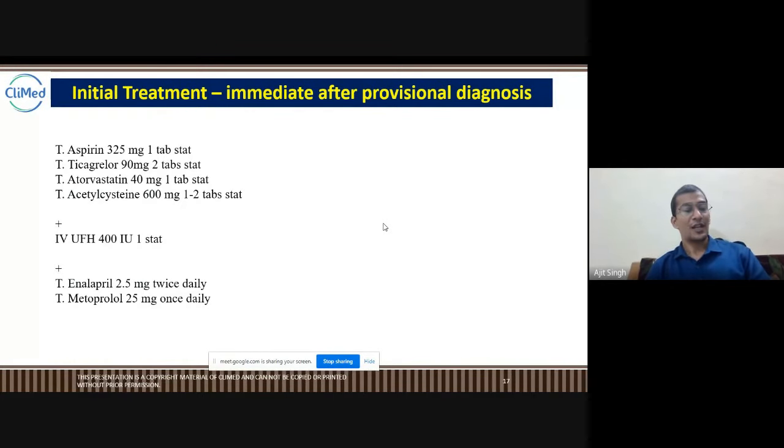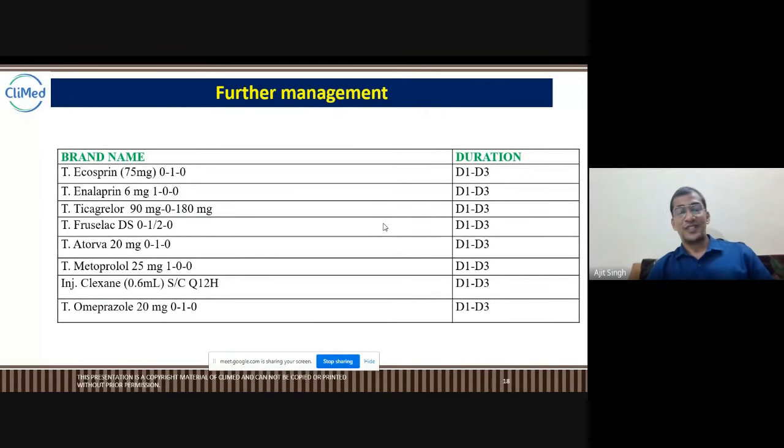Okay. Now these are the other 2 drugs which are for hypertension, and atorvastatin is there already for dyslipidemia. So this is the initial treatment. Now this is the further treatment in the hospital, guys. You can tell me if anything is mistaken here. Let's do the prescription audit here for a little bit. Then I'll take you through the guidelines separately.